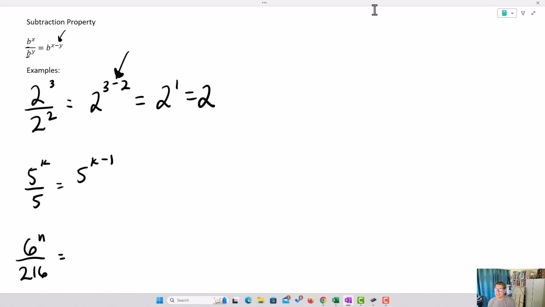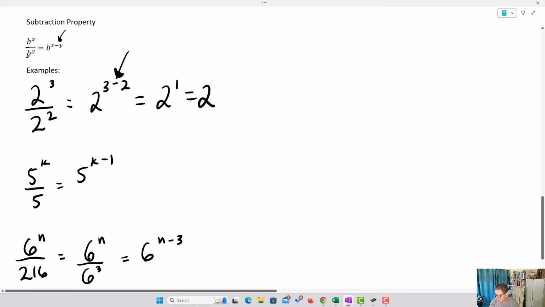It turns out that 216 is actually 6 cubed. So this ends up being 6 to the n over 6 cubed. So we get 6 to the n minus 3. We can also expand out if we needed to.